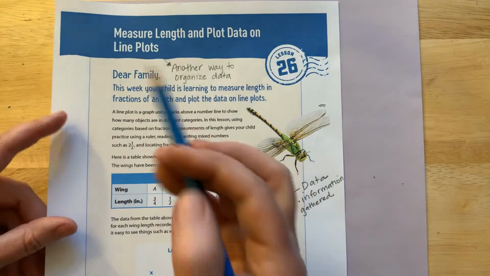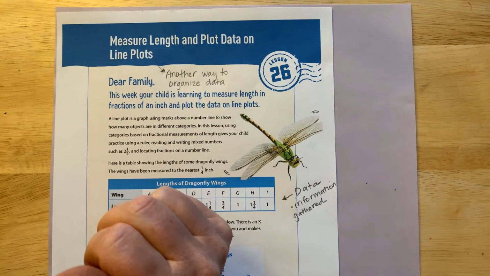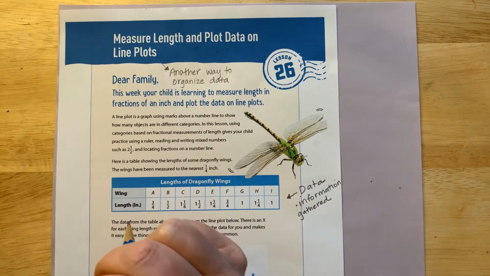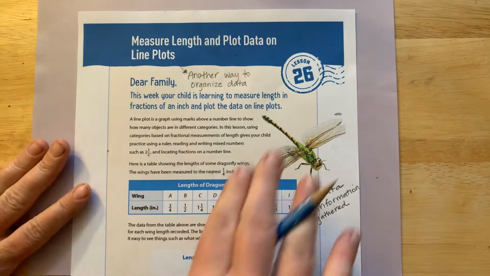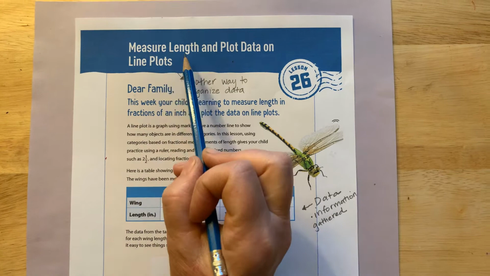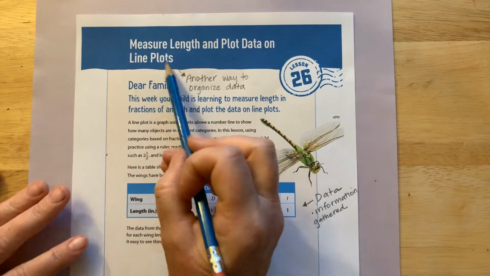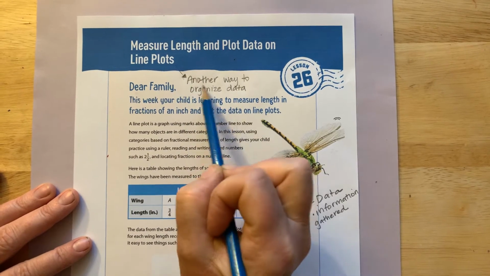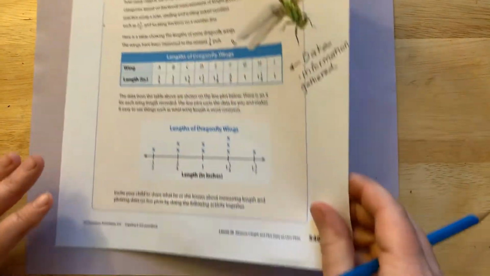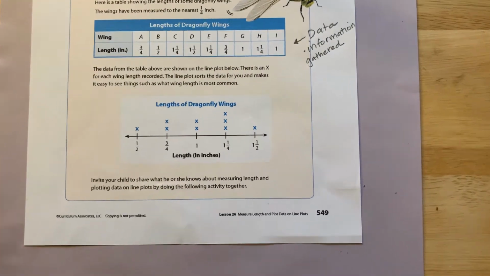Today, we're going to be working on something called a line plot. Now, you may have seen line plots before, but I want to make sure that you know how to make them. So you don't have this page, but I just want to review the information. Remember, we're going to measure length and plot data on line plots. Line plots are another way to organize data. So for example, down here is a line plot. Let me zoom in for you a little bit here.